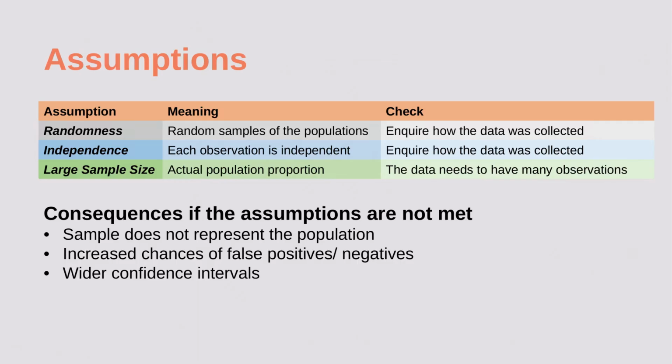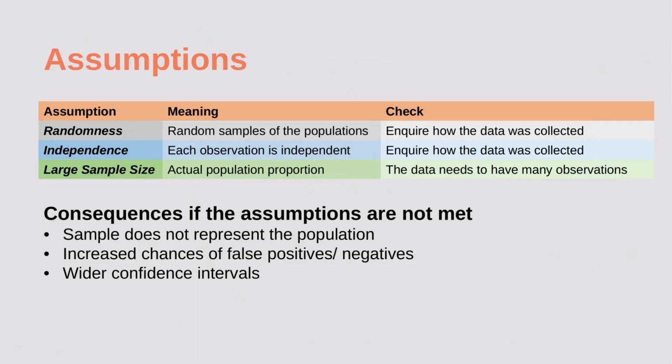Second, independence. Each observation should be independent of the others. This usually means that one person's response should not influence another's. Again, this depends on how the data was gathered. Third, large sample size. The test relies on a sufficiently large sample to approximate the normal distribution and ensure valid results. If the sample is too small, the test can become unreliable.